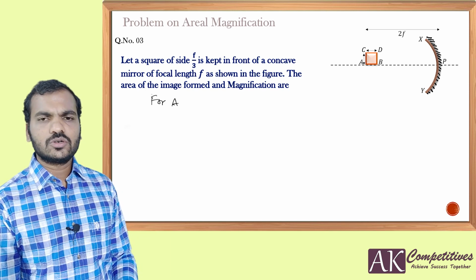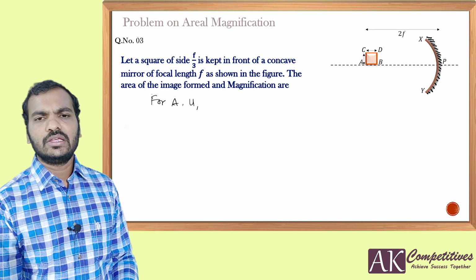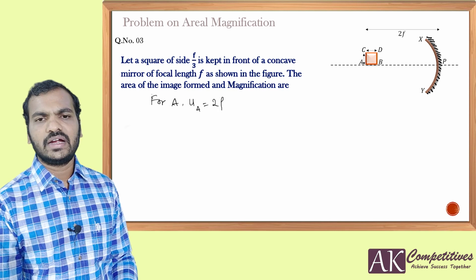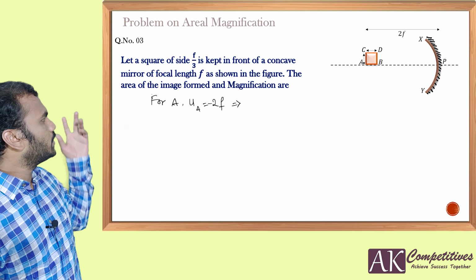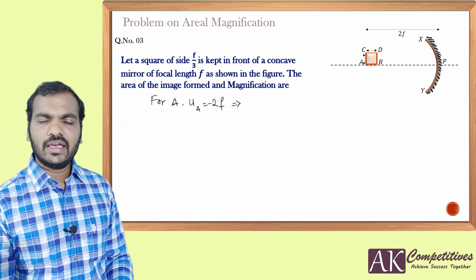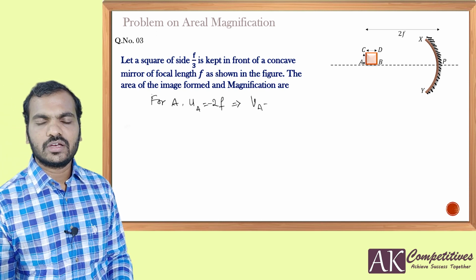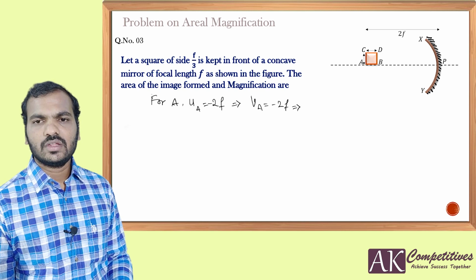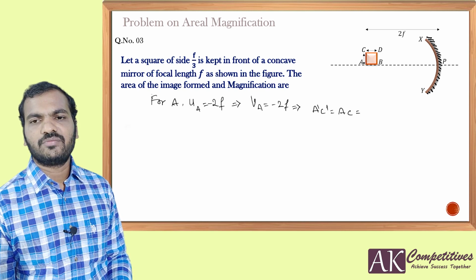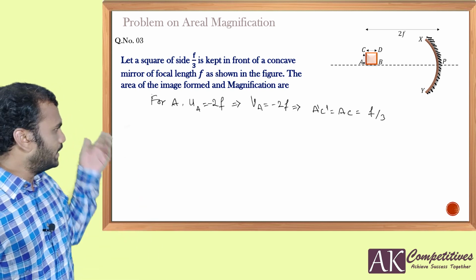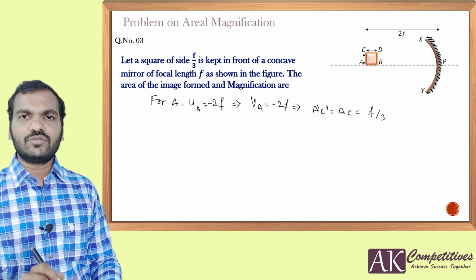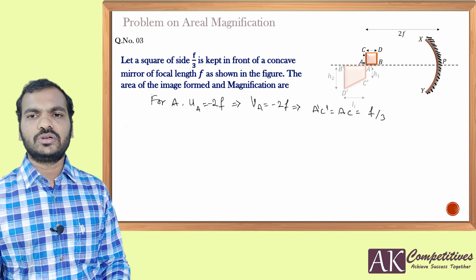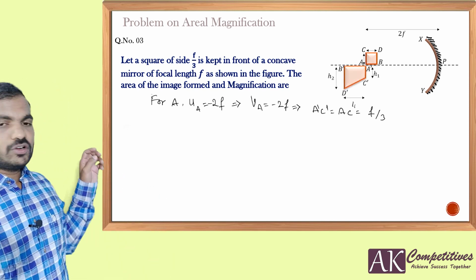For point A, what is going to be UA? UA is equal to minus 2f. Then immediately, if you put this value into the mirror equation, you are going to get VA also as minus 2f. Then A dash C dash will be equal to AC, which is f by 3 in magnitude and negative actually. So you are going to get a just inverted image of the same size. Like this.